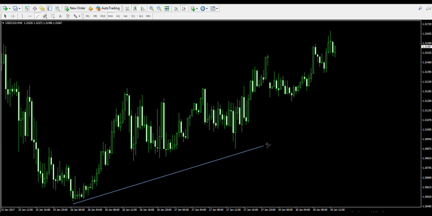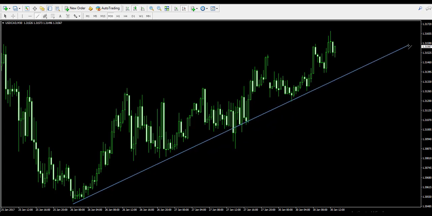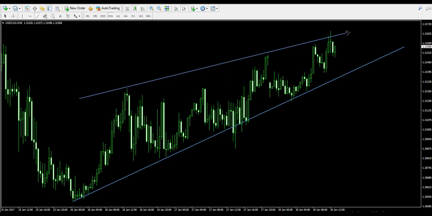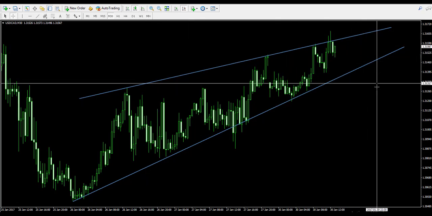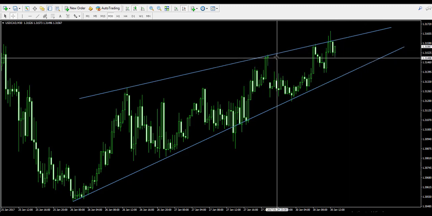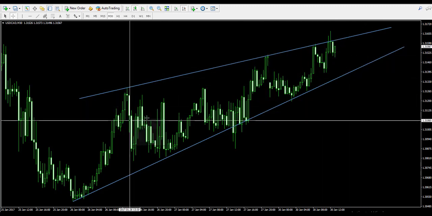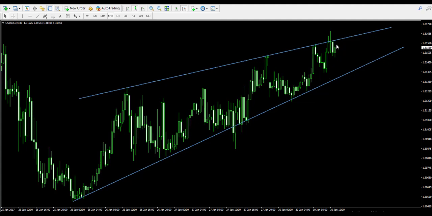So let's build the pattern. We stretch the first line through the bottoms of the price action, and then we do the same with the tops. So this is the rising wedge. As we all know, the rising wedge pattern has strong bearish potential. This means that the rising wedge you're currently seeing on the chart could bring the price action in a bearish direction.